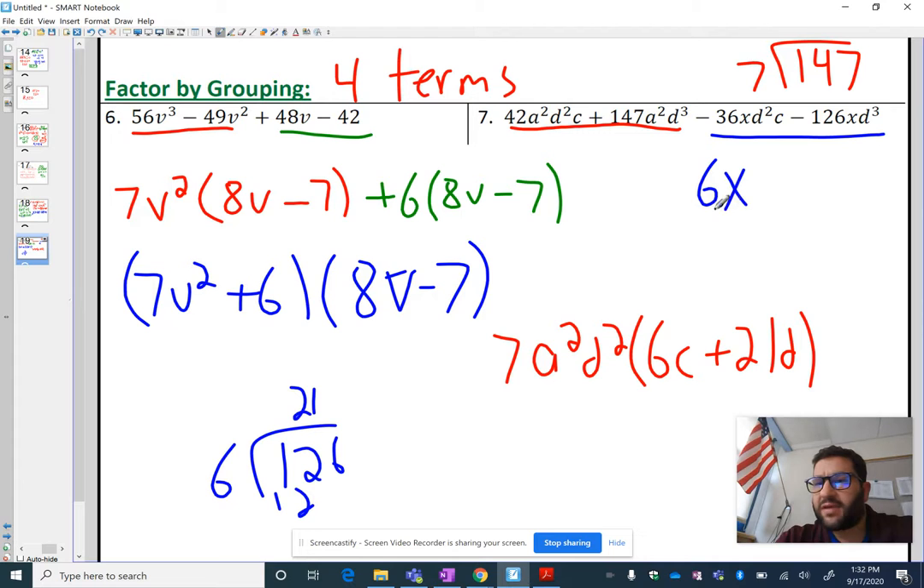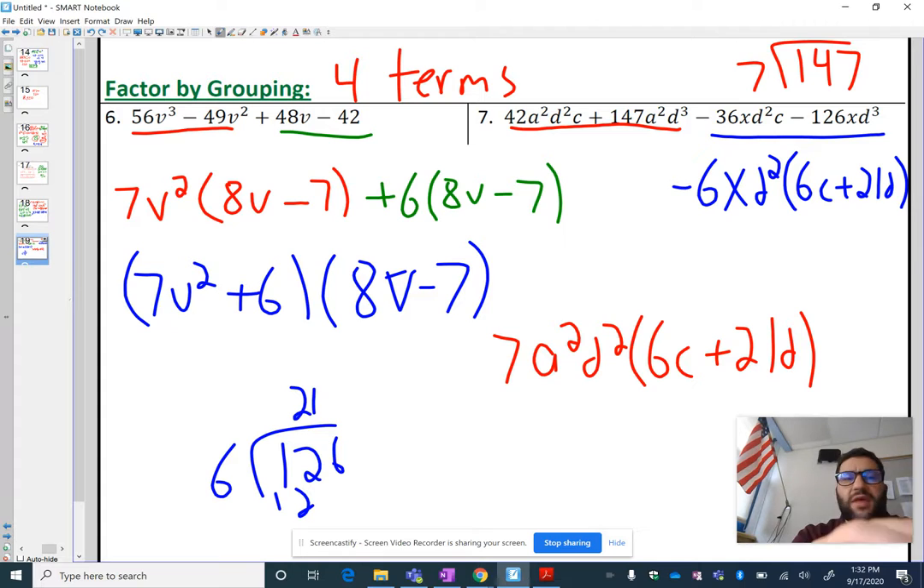See, they both have an x in common. They both have a d squared in common. So what does that leave me? Especially if I pull out a negative 6. It's going to leave me with 6c. Let's see, I took out the negative, so this becomes plus. So 126, we said it was 21d.